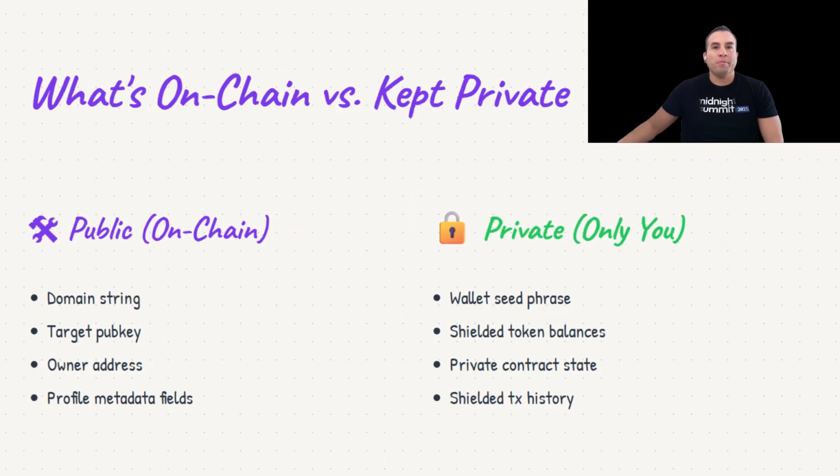Quick reminder of the privacy boundary. Public on-chain: the domain string, the target public key, the owner address, and all the profile metadata fields. For all 4 domains, everyone can read it. Private, known only to me: the wallet seed phrase, shielded token balance, private contract state, and my shielded transaction history. The profile is your public-facing identity. Don't put anything there you wouldn't put on a business card.